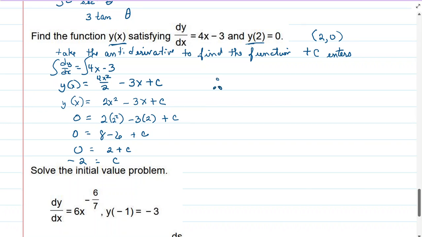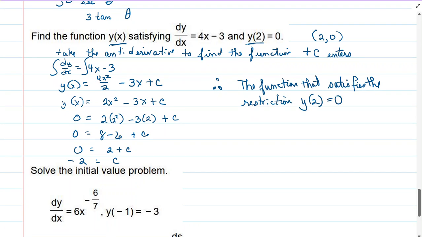Therefore, the function that satisfies the restriction y of 2 is 0 is y of x equals, what did we get? 2x squared minus 3x minus 2.